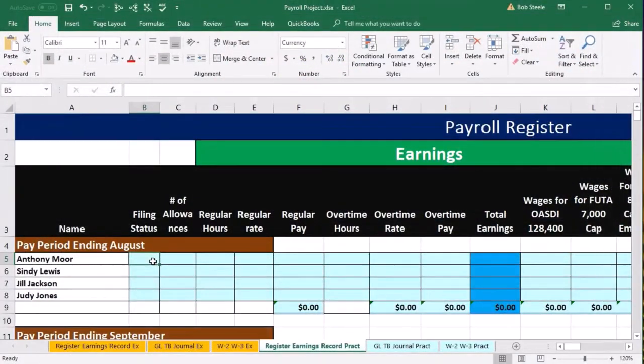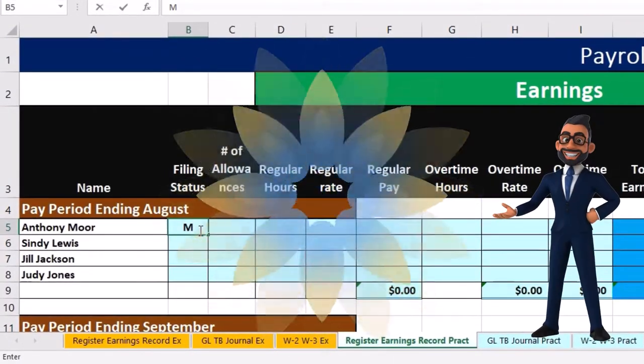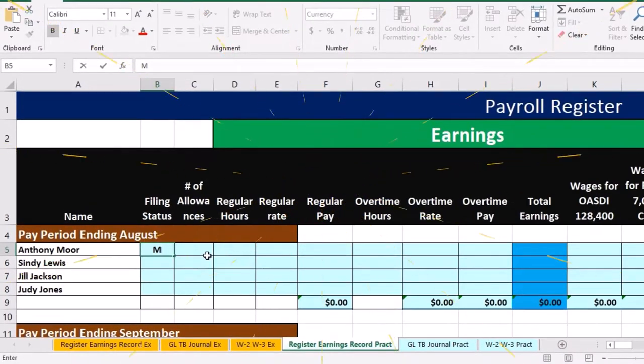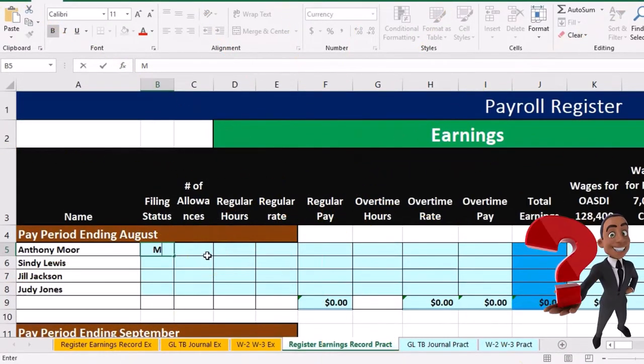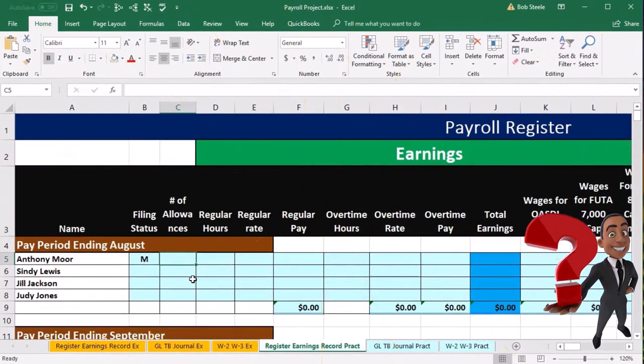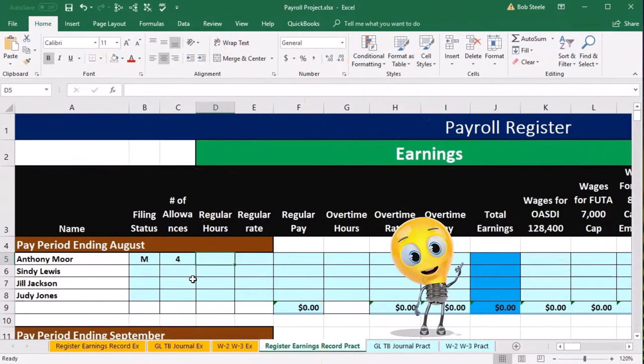So we're going to enter that data here. We're going to say that Anthony is married. We're going to say have an M in B5. Note we're in essence going to be entering information where there's blue areas. So there's going to be an M in B5 tab. We're going to say the number of allowances from the W-4 is 4. So 4 allowances from the W-4.